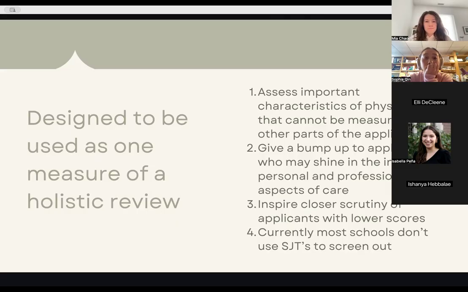Okay. And currently, most schools do not use a situational judgment test to screen out. So they're only used at this point as an add-on, right? So either schools don't use them, right? Or they use them as a plus. They wouldn't use it against you, if that makes sense.